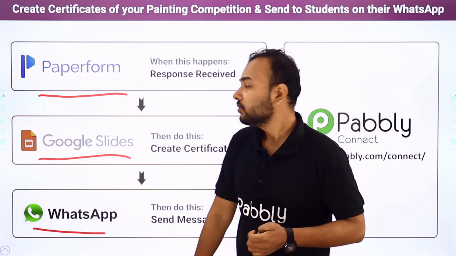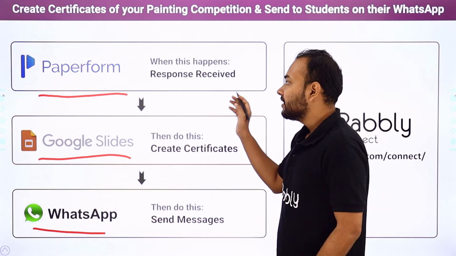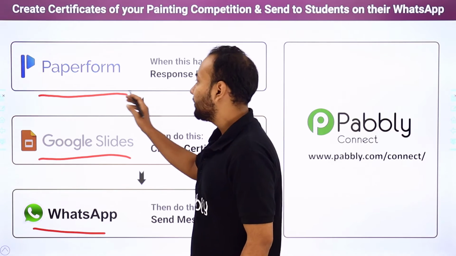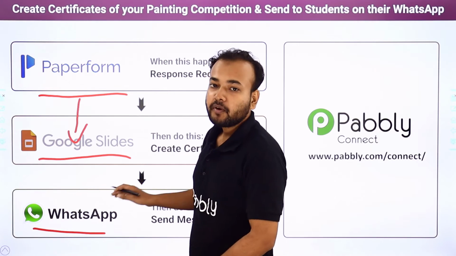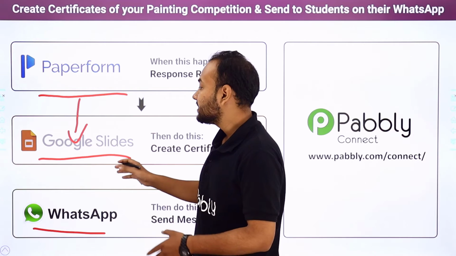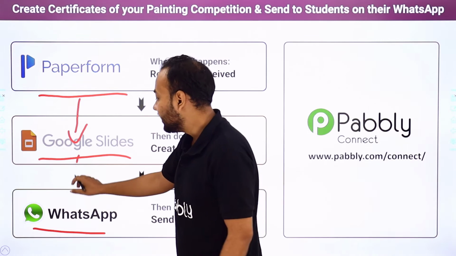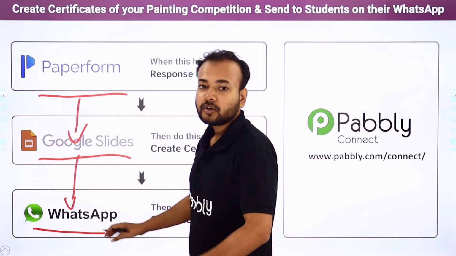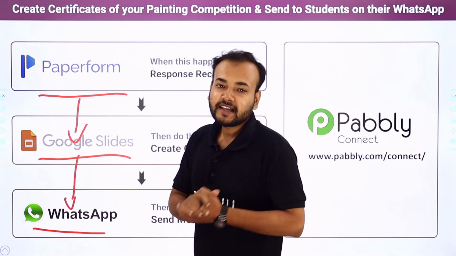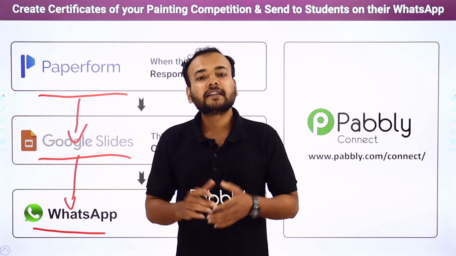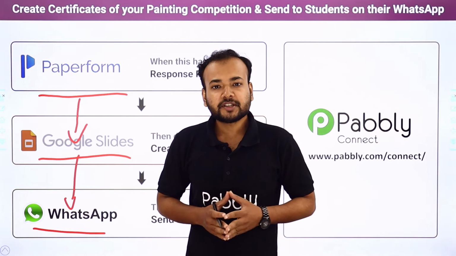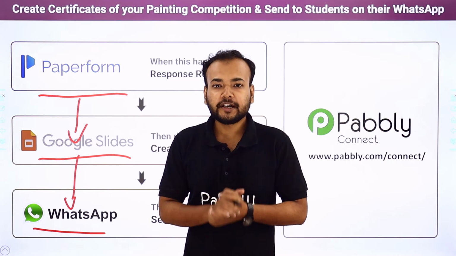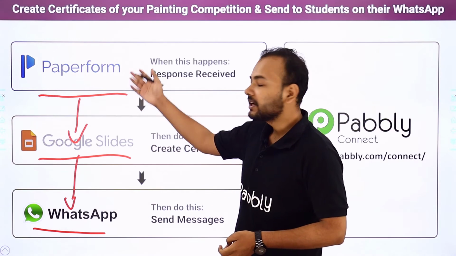So what if I tell you that as and when you receive the response from Fillout, a certificate gets automatically created with the help of Google Slides and that same certificate gets automatically delivered to the participants on their WhatsApp account. Yes guys, this can happen and this can be done by connecting these three applications. But the issue is there is no direct connection or integration present between these three applications.